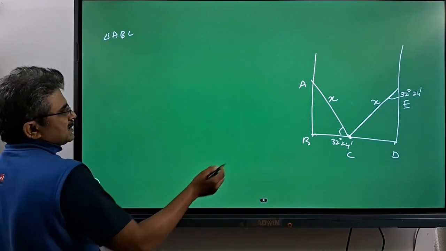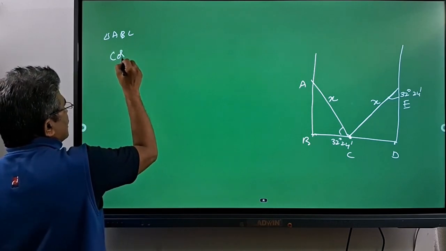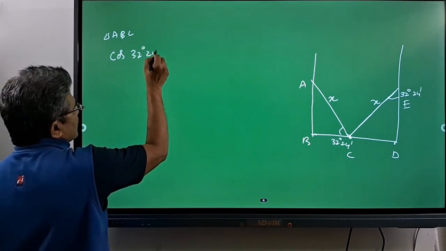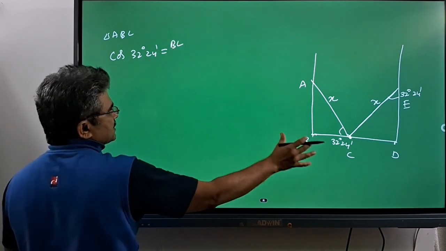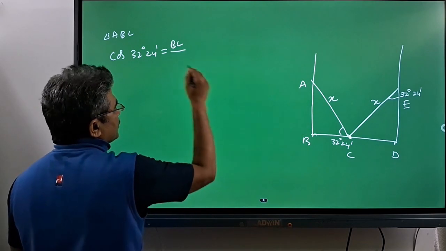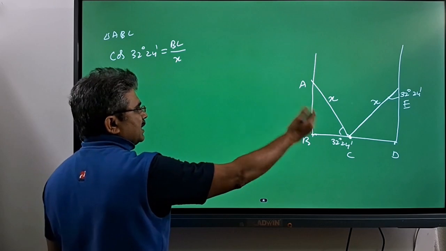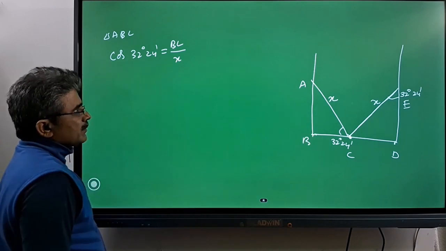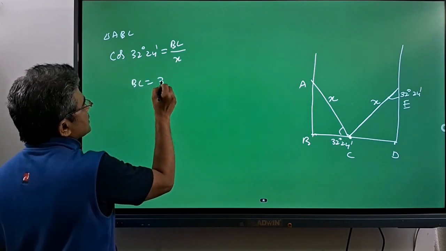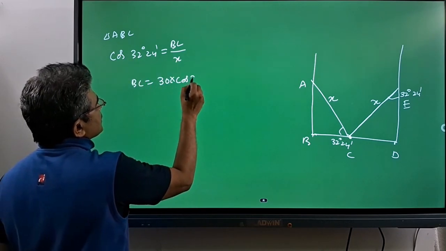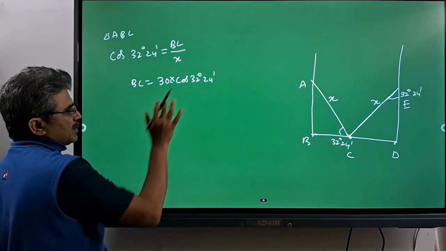In triangle ABC, at this angle, these two are related with the cos ratio. So cos 32 degrees 24 minutes will be equal to BC, that is the adjacent side BC, by the hypotenuse, which is x. But in the question, the value of x is given, that means the length of the ladder is given, which is 30 meters. So BC is equal to, bringing this x over, 30 into cos 32 degrees 24 minutes. Let it be, don't evaluate right now.